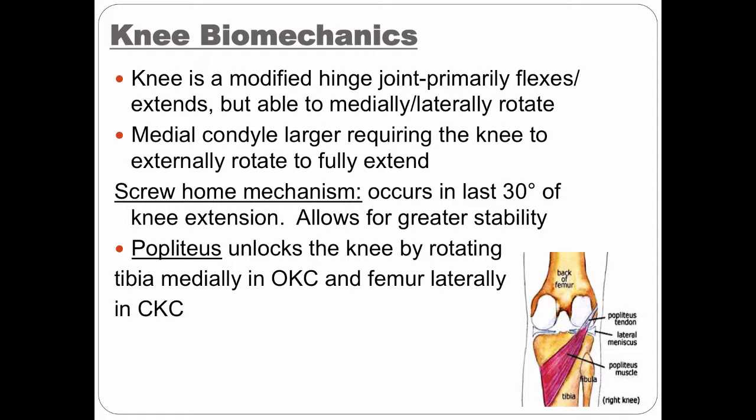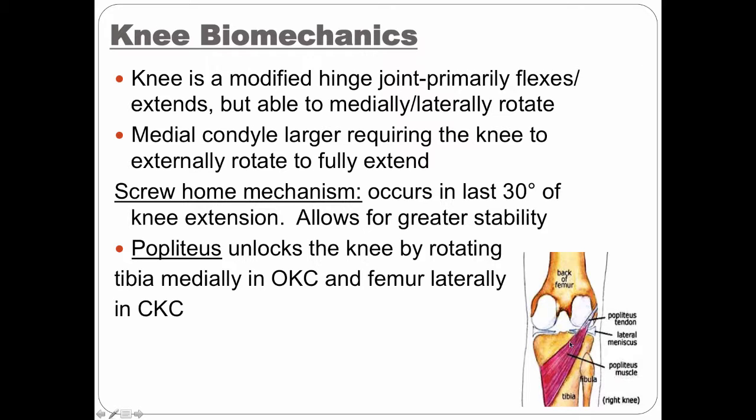So knee biomechanics: the knee is a modified hinge joint which primarily flexes and extends, but it's also able to rotate medially and laterally. The medial condyle is larger, requiring the knee to externally rotate to fully extend. So that's your screw home mechanism. In that last 30 degrees of knee extension, you'll see the tibia will externally rotate and lock into place. This allows for greater stability. Then we have to unlock the knee once we lock it. So that's the job of the popliteus muscle, and that's over here to the right.